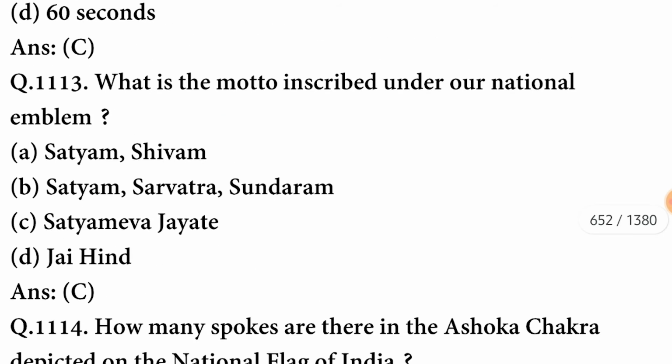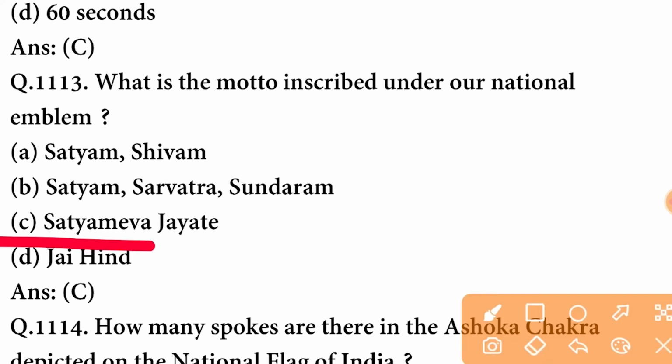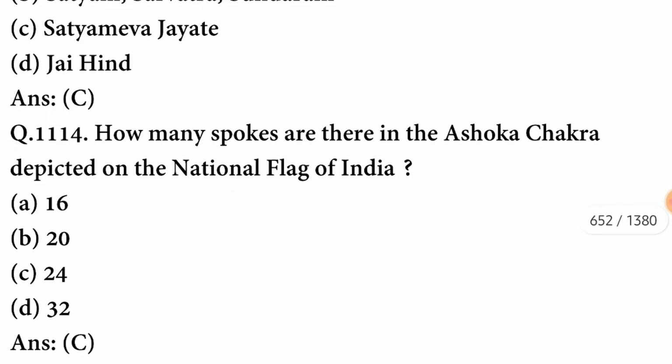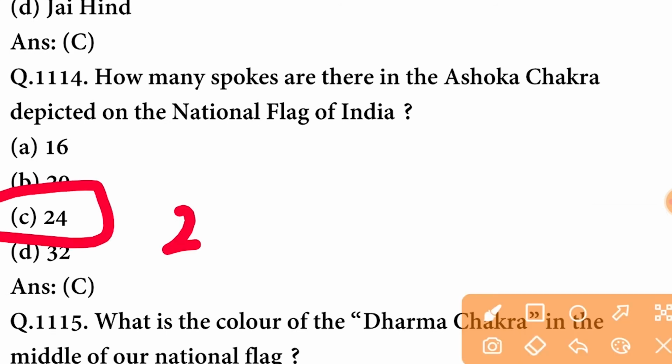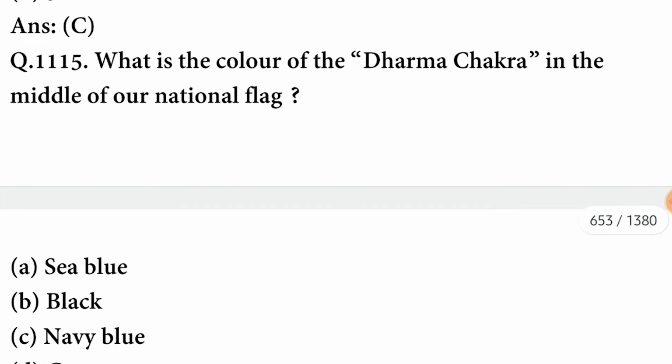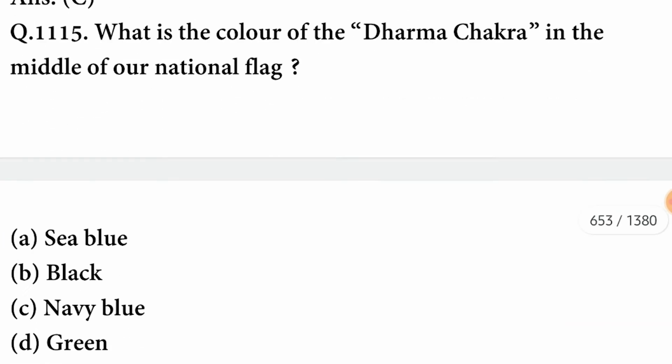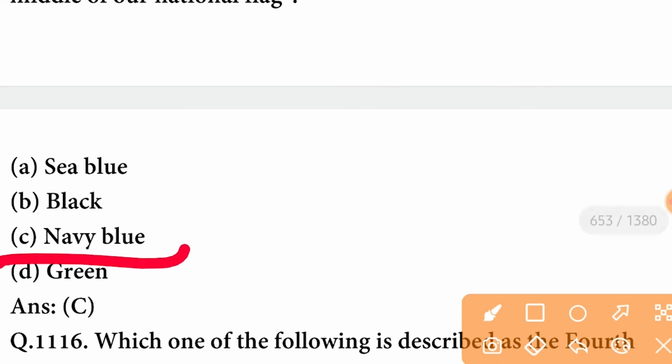C option is correct. What is the motto inscribed under our national emblem? The motto is Satyamev Jayate. C option is correct. How many spokes are there in the Ashok Chakra depicted on the national flag of India? There are 24 spokes. The option is correct. What is the color of the Dharma Chakra in the middle of our national flag? The color is navy blue.